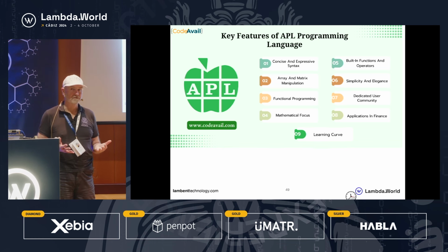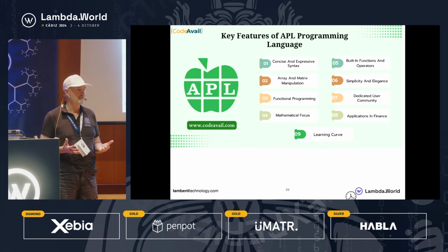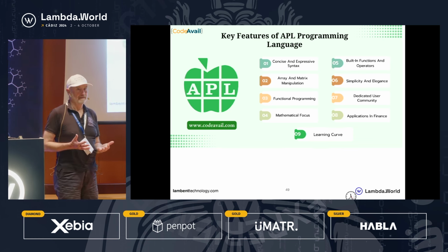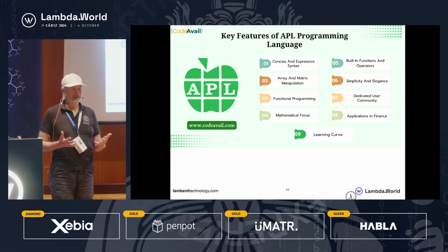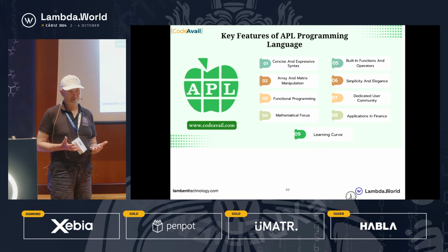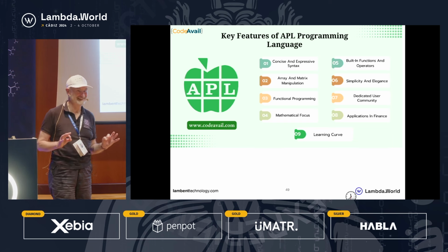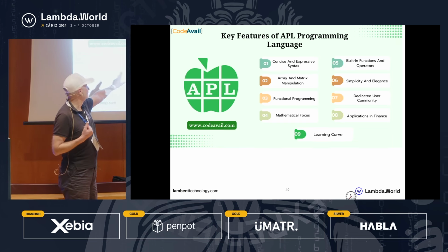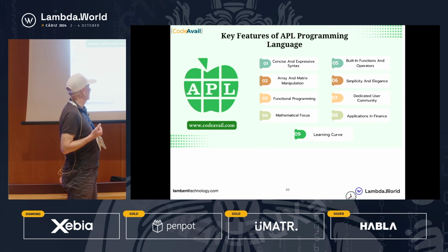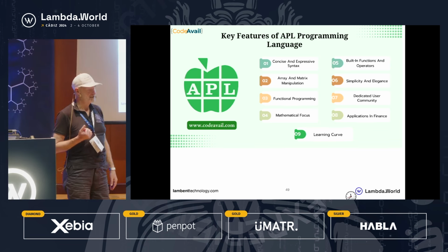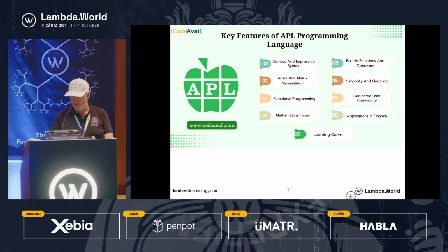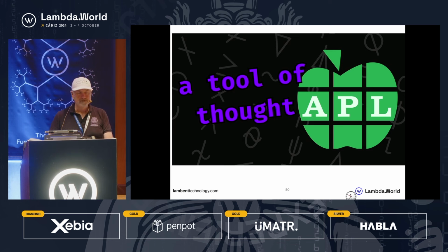I think I did another talk about 10 years ago in which I attempted to explain why I'm not a very good programmer. And I eventually worked out that I'm not really very interested in machines or algorithms or speed. I just love the poetry. So the simplicity and elegance is my thing. A dedicated user community, applications in finance, and a rather nice learning curve. I'm going to move on to show you some of what it's like to work in APL.